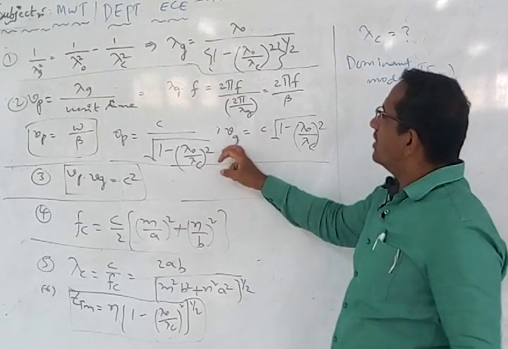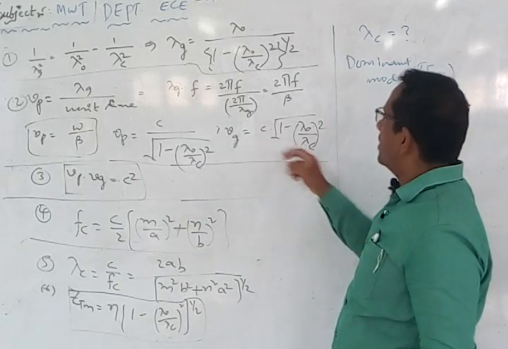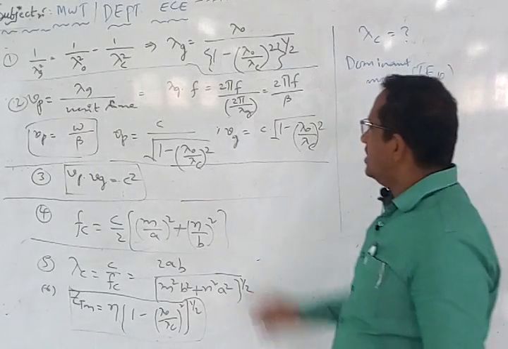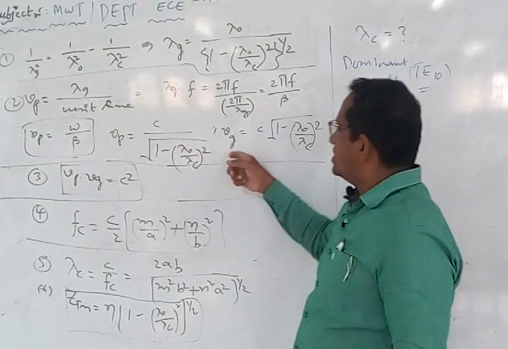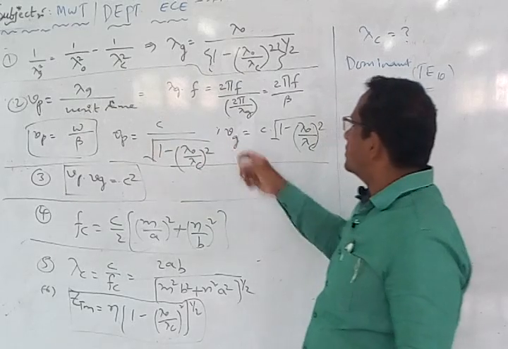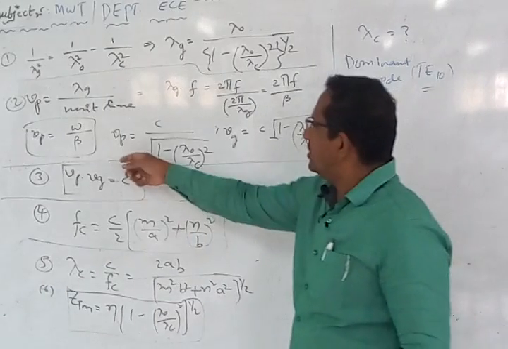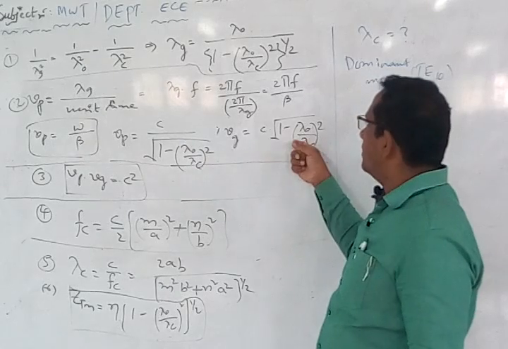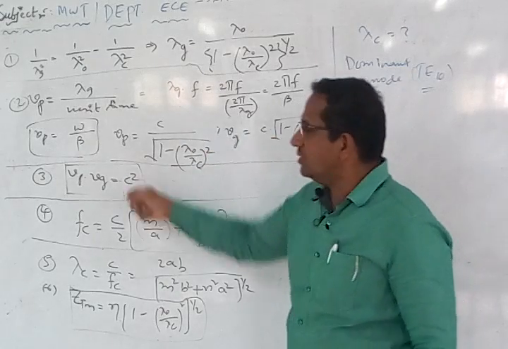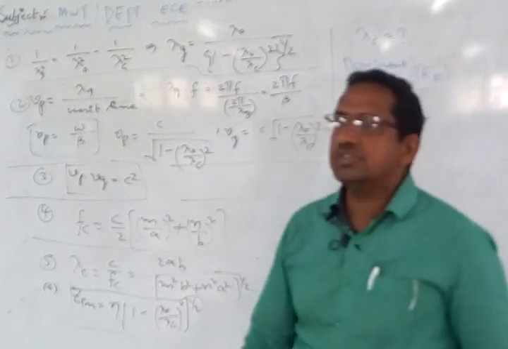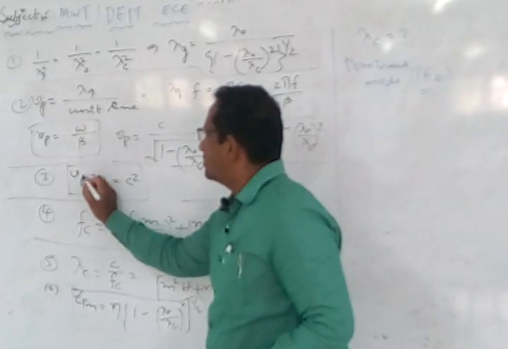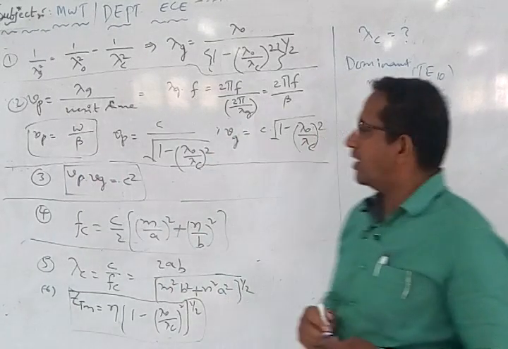So the group velocity is equal to c into the same factor, square root of 1 minus lambda naught by lambda c whole square. That means Vp and Vg are inversely proportional. When you multiply these two, what do we get? The square root component gets cancelled, and we get c into c, which is c square. So this is the formula we get when we multiply the phase velocity into the group velocity.